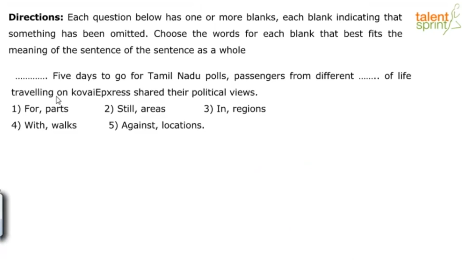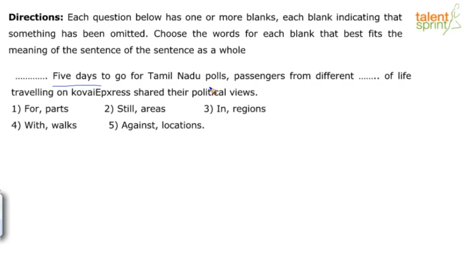So I have "5 days to go." Sometimes you can just substitute, right? You can say, what sounds right? For 5 days to go, still 5 days to go, in 5 days to go, with 5 days to go, or against 5 days to go. Understand the meaning that the context is giving. Passengers from different dash of life traveling on Kovai Express shared their political views. So let's say there are only 5 days left for the polls, right?